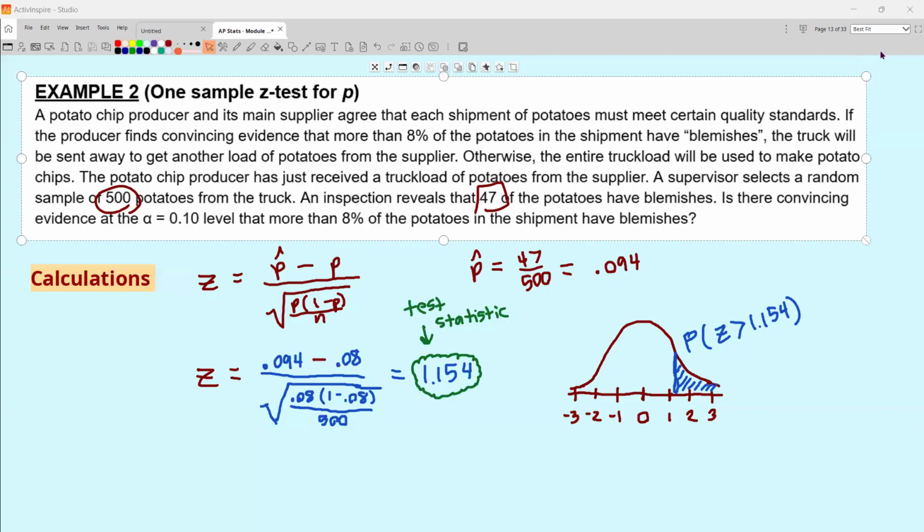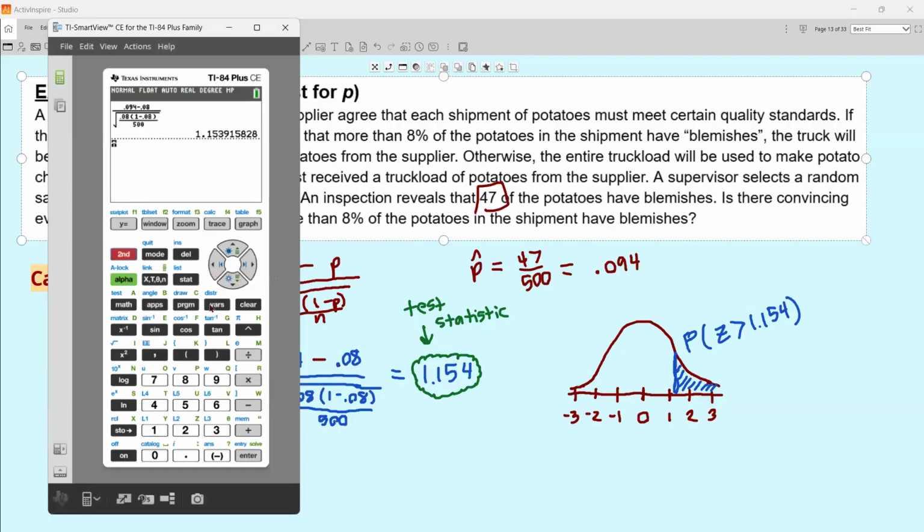Now recall that this is a positive z-score, so we're trying to test the more extreme value, which means we want to go above that test statistic, that 1.154. So we're going to calculate the probability in a standard normal curve that z is greater than 1.154. And remember, that's going to be your p-value. Let's use our normal CDF for that.